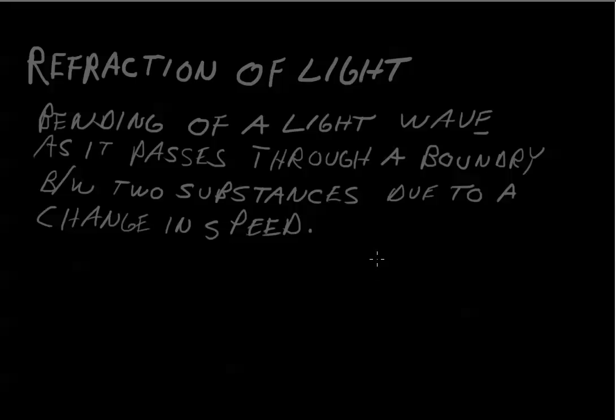Well, we're going to look at the refraction of light. When we talk about refraction of light, and again, light is an electromagnetic wave, it's the bending of a light wave as it passes through a boundary between two substances, and this is the key part: due to a change in speed. In other words, it's either slowing up or it is moving faster.